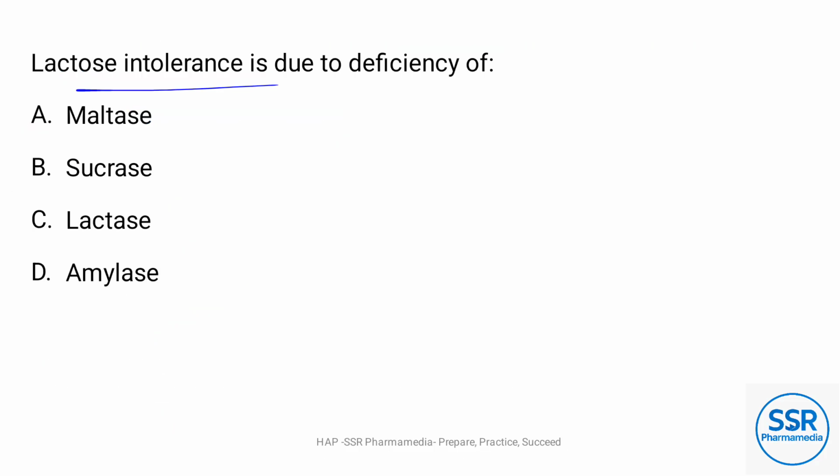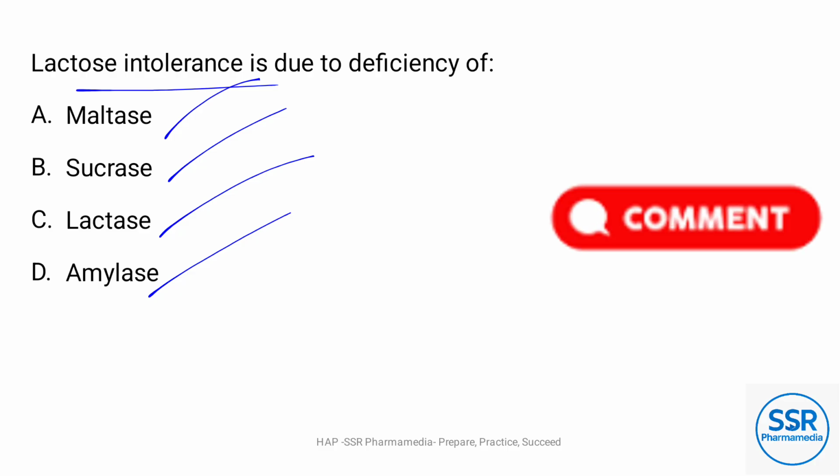Lactose intolerance is due to deficiency of: option A, maltase; option B, sucrase; option C, lactase; option D, amylase. So tell me the answer in the comment box.